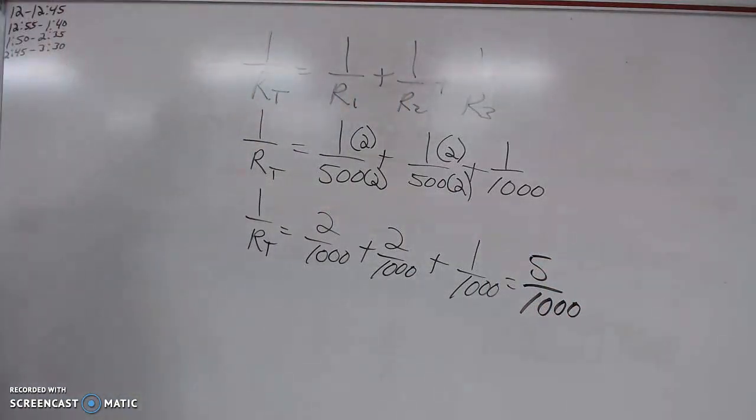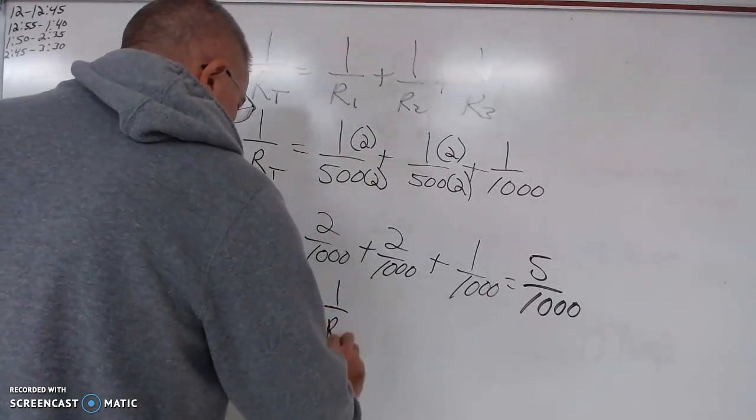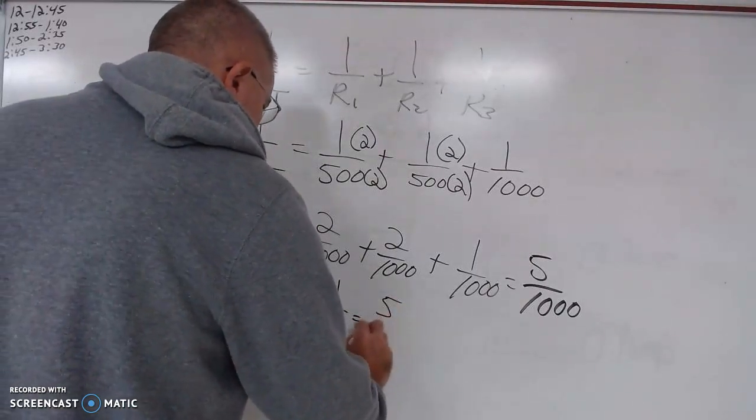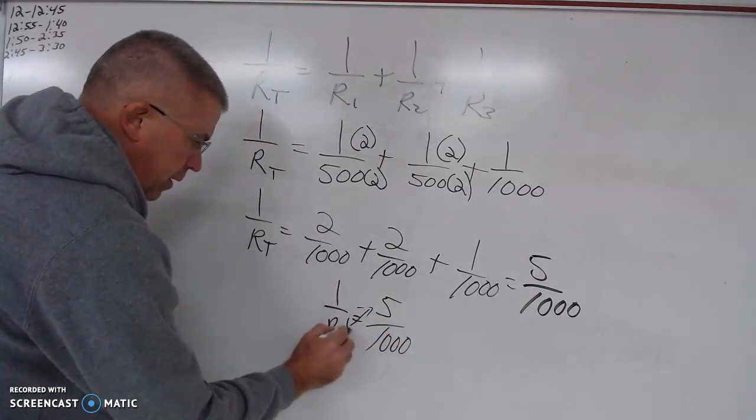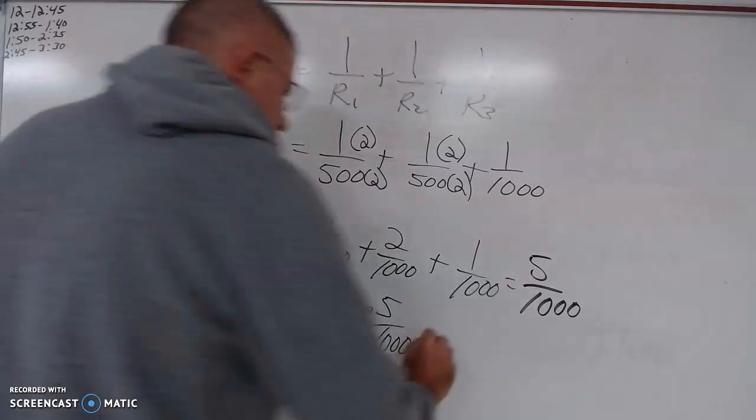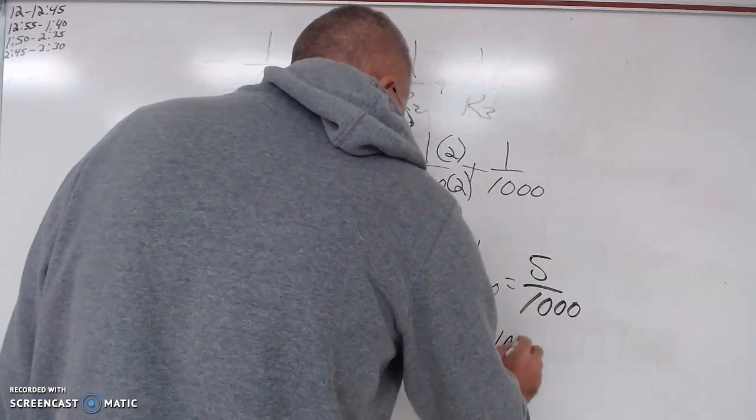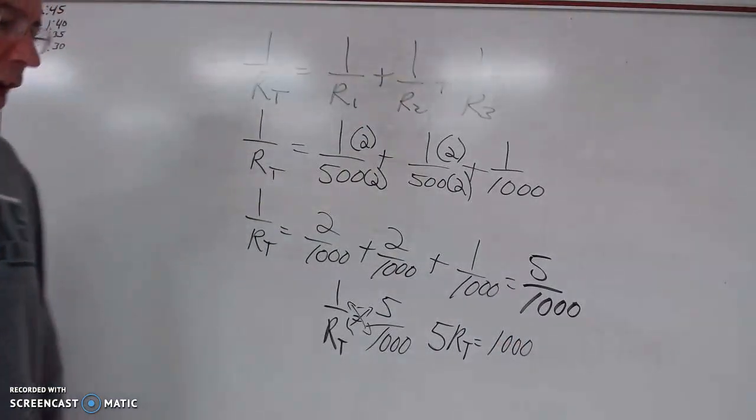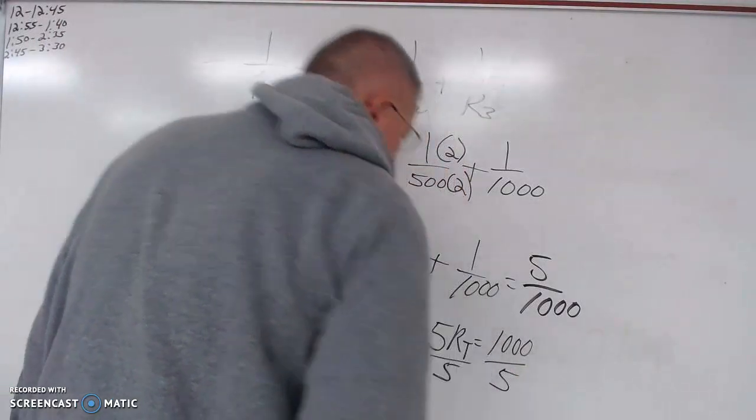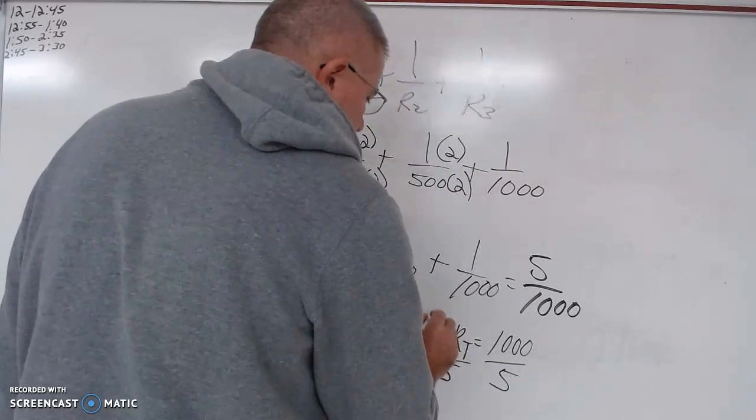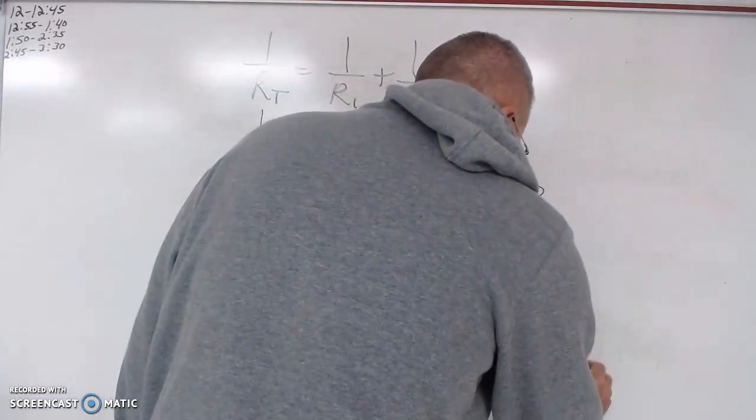And then we do that thing called cross multiplying. So we have 1 over RT equals 5 over 1,000. We cross multiply and we get 5 RT equals 1,000 times 1, which is 1,000. Divide both sides of this equation by 5 to isolate the variable. So 5 divided by 5 is 1, so that's gone. RT equals 200 ohms.